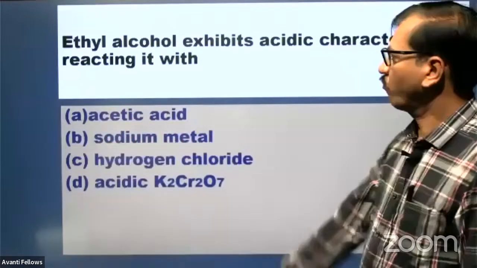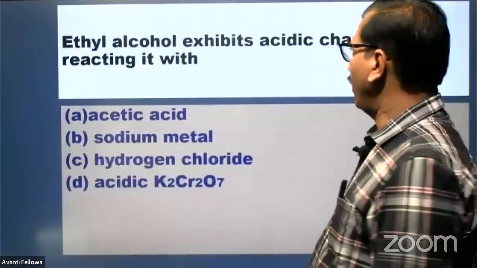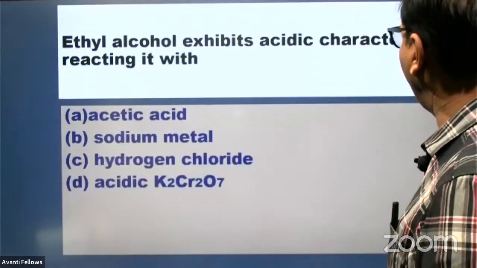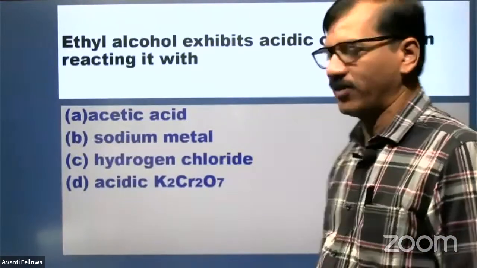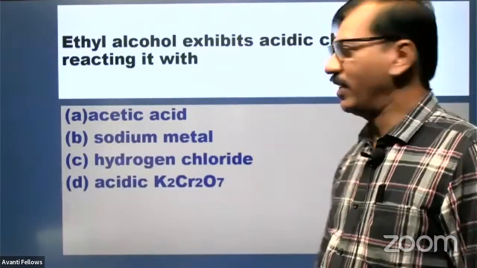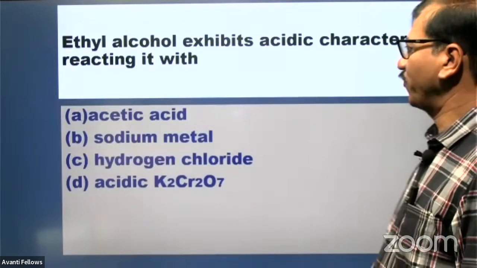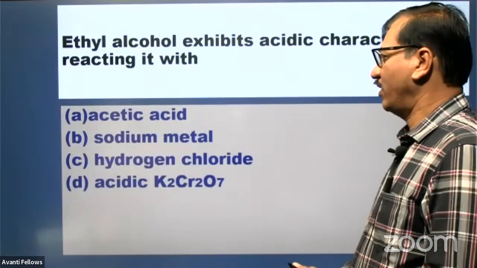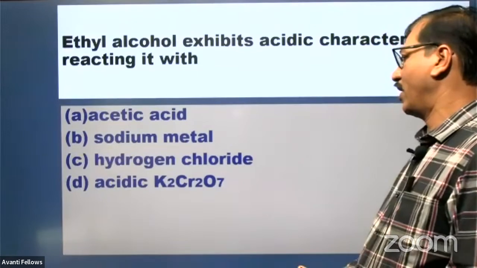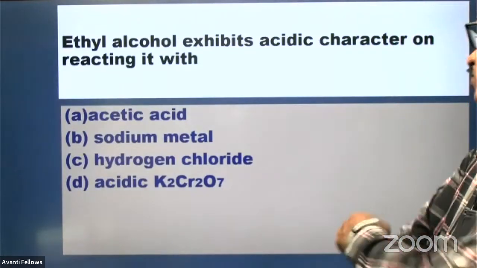Now, ethyl alcohol exhibits acidic character on reacting with acetic acid, sodium metal, hydrogen chloride, or acidic K2Cr2O7. Option B, sir. Sodium metal. B, sir. Okay.